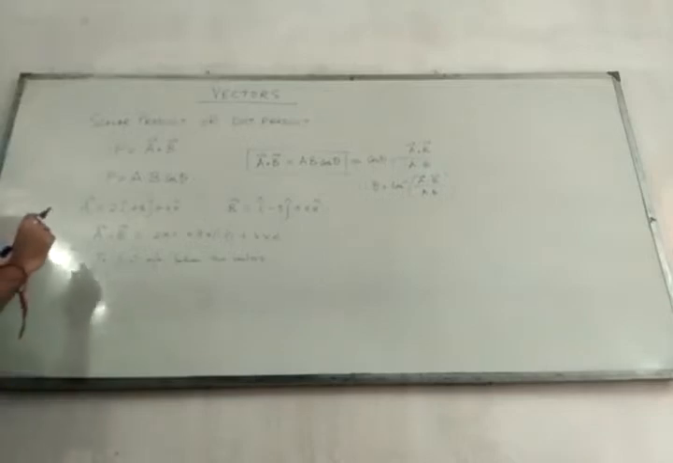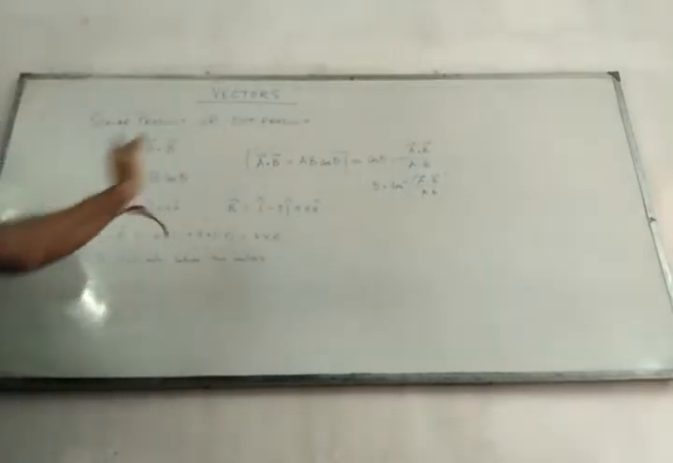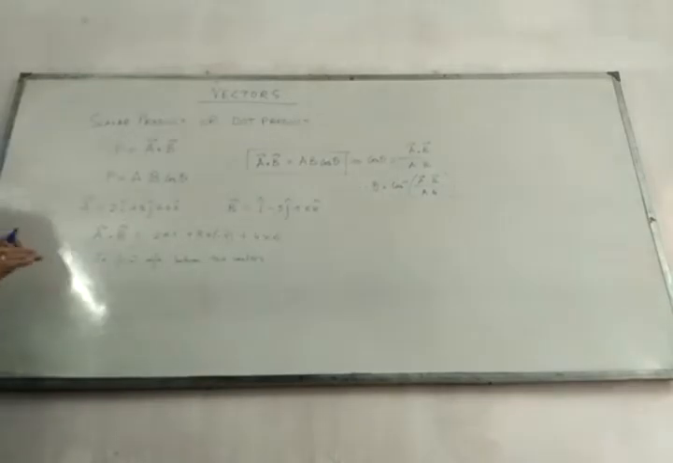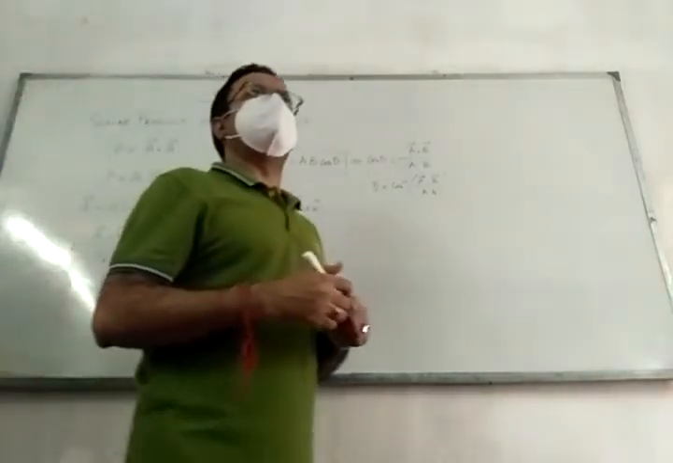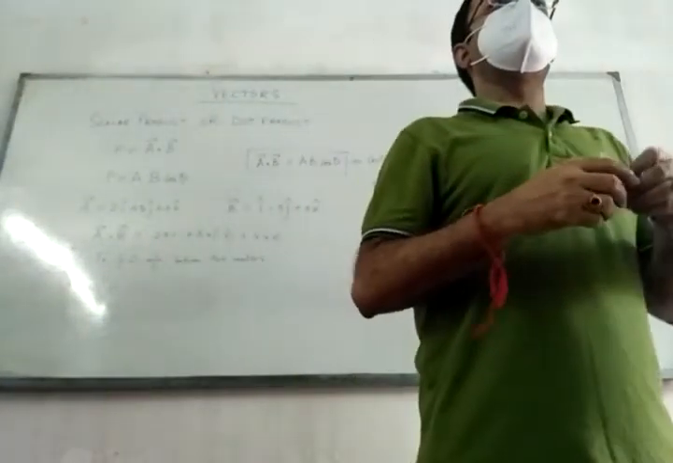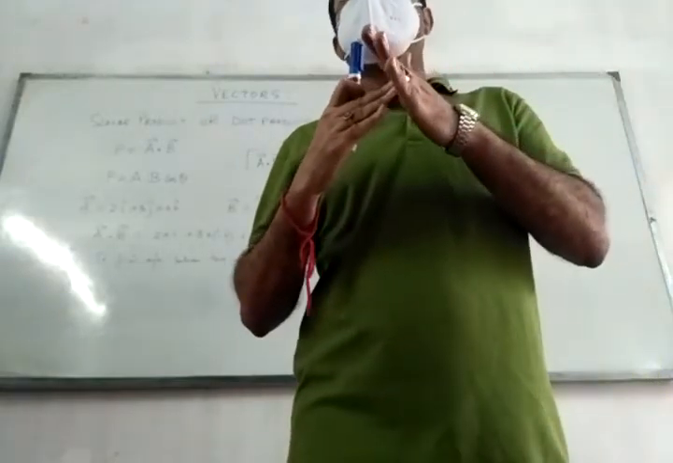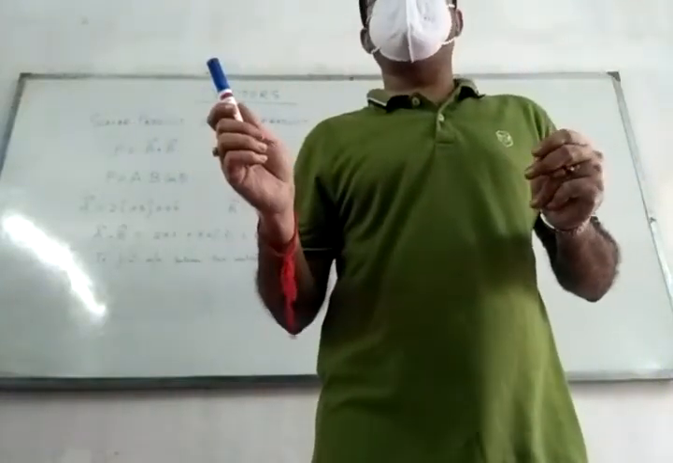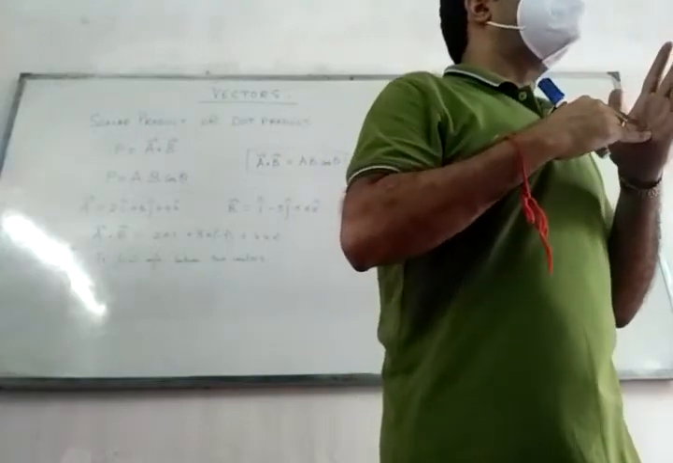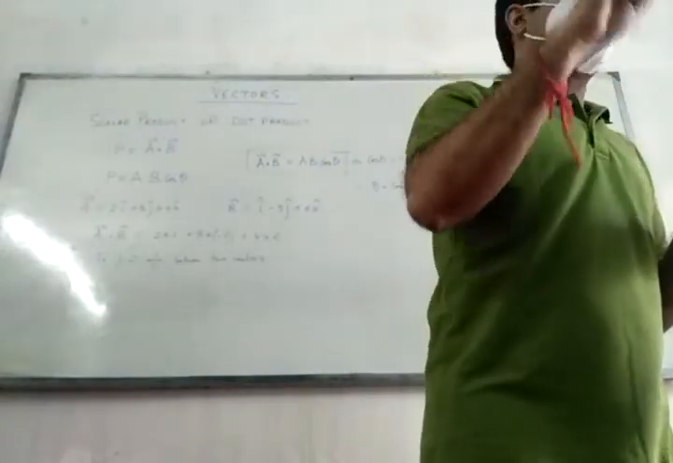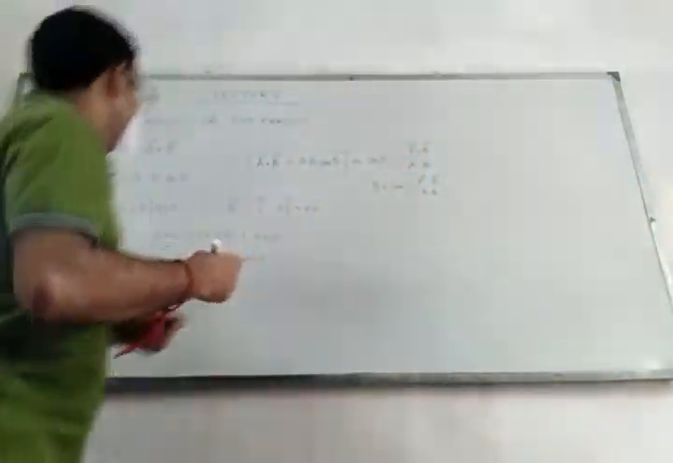So to find the angle between two vectors, we use this. And if anywhere they ask you to prove that two vectors are orthogonal, that means perpendicular to each other, you can directly go for the dot product. Why? Because if two vectors are perpendicular to each other, the dot product gives cos 90 degrees, which is 0. Keep that in mind.